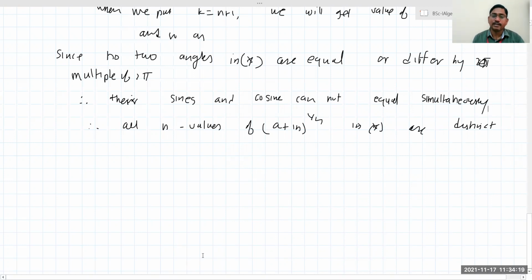Basically there are only n distinct values.